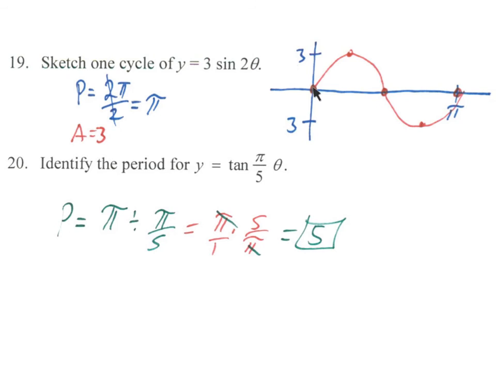Remember, sines start on the midline, cosines start on the amplitude, max or min, depending on if it's a negative amplitude, a value, or not.